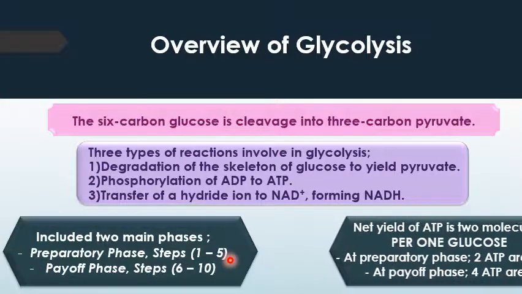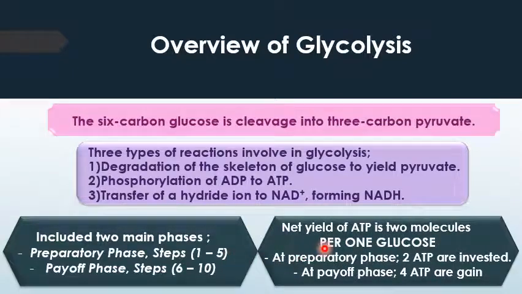Overall, the net yield of energy will be 2 molecules of ATP per 1 molecule of glucose. In the preparatory phase, 2 ATP are invested. However, in the payoff phase, 4 ATP are gained.